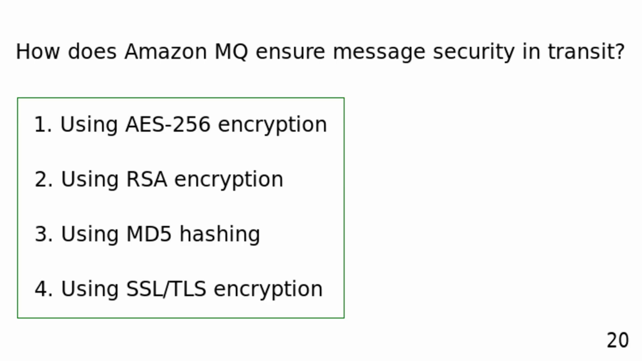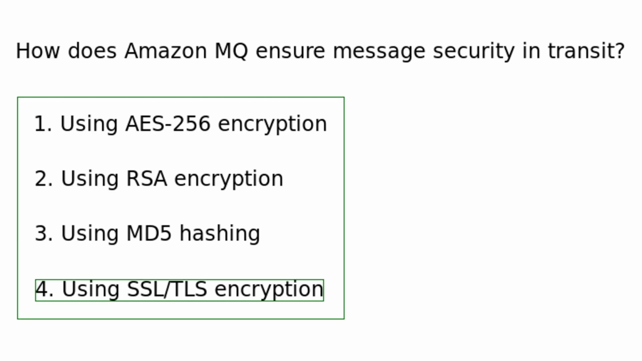How does Amazon MQ ensure message security in transit? Using AES-256 encryption. Using RSA encryption. Using MD5 hashing. Using SSL/TLS encryption. Amazon MQ ensures message security in transit by using SSL/TLS encryption, protecting sensitive data as it moves between clients and brokers.